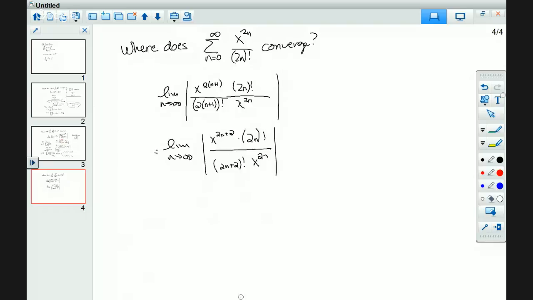Yep. The key here is knowing what to do with this factorial. Okay. You've got to think about what a factorial means. So if I have, first of all, x to the 2n plus 2, what's left over? x squared, okay?